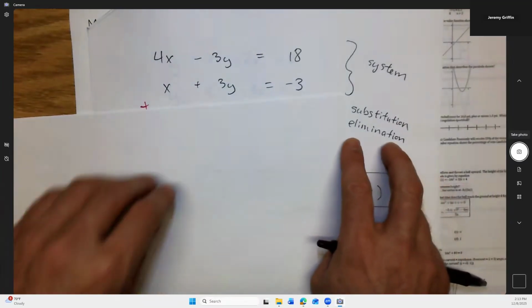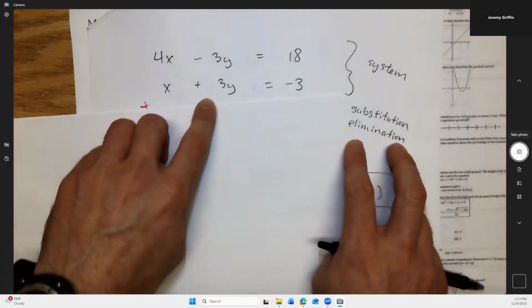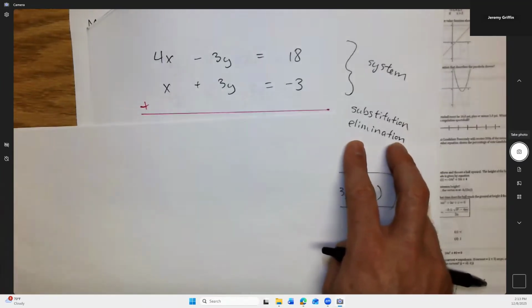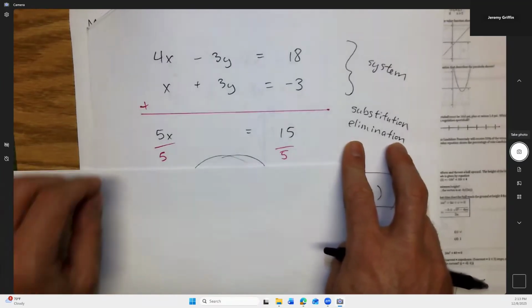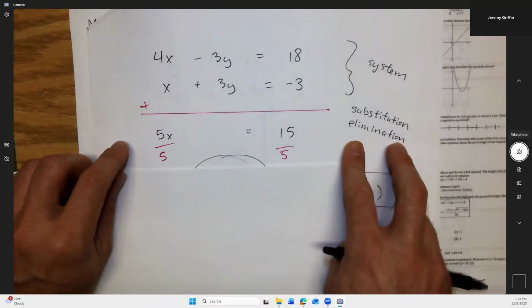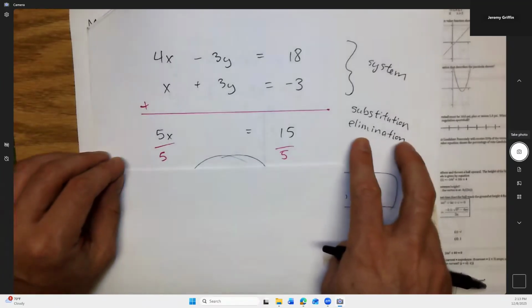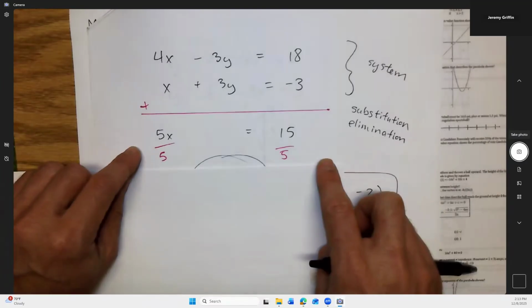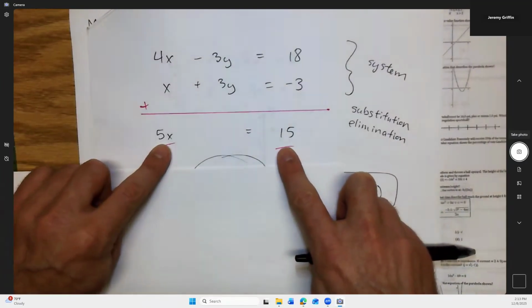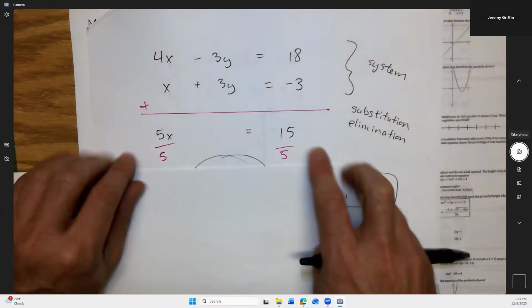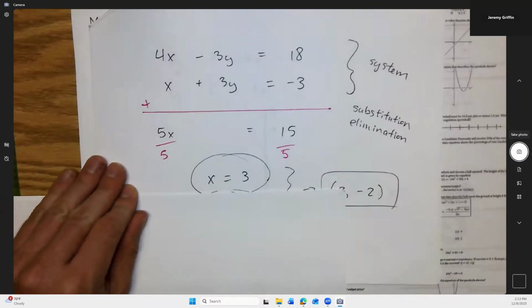For this particular question, I really like elimination, because watch this. If I add those two equations together, then the y's are gonna cancel out, and so you can very quickly solve for x. Sometimes it's easier or faster to use this method. So it looks like that. 5x equals 15, divided by 5, x is equal to 3. Is that okay? X equals 3?